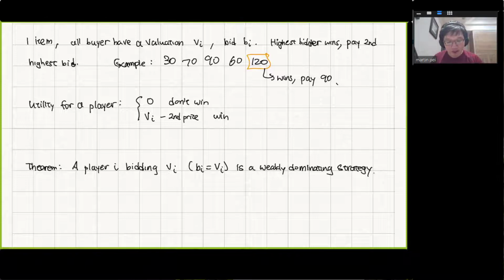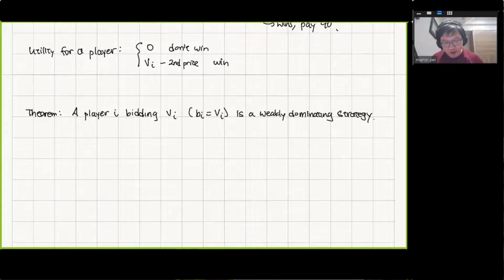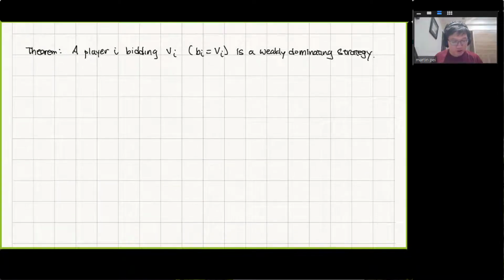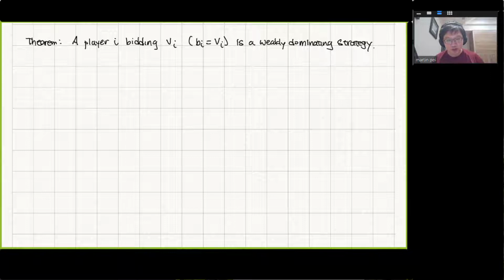Okay, so I will go over the proof of this theorem very quickly. I'm not going to go through all the details because that is a long theorem, but I'll give you the outline of the idea just to give you a sense of what that means. But before we do that, we need to say what weakly dominating means.